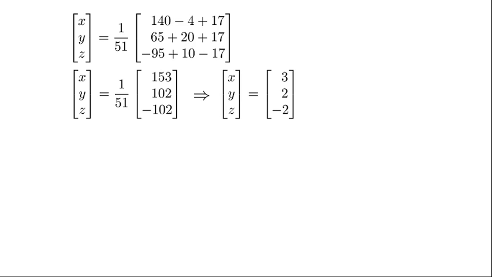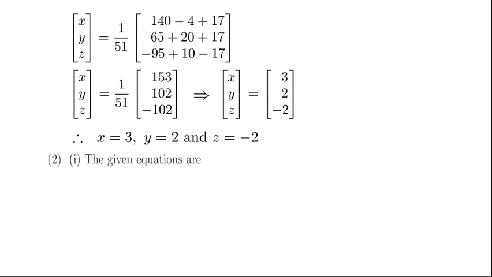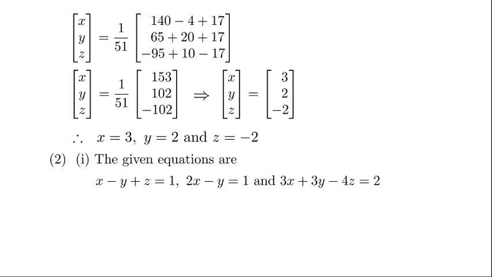Now taking 1 by 51 inside the bracket, we get x equal to 3, y equal to 2, and z equal to minus 2. The next problem, we are asked to solve by the reduction method, and the equations are x minus y plus z equals 1, 2x minus y equals 1, and 3x plus 3y minus 4z equals 2.